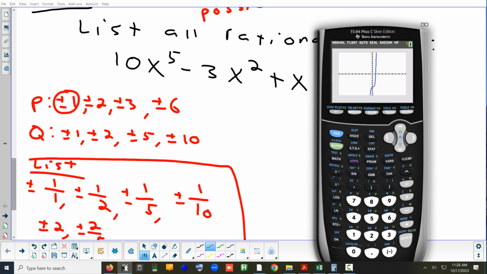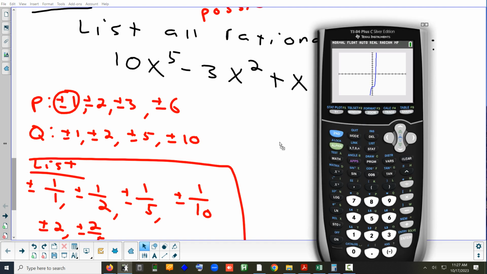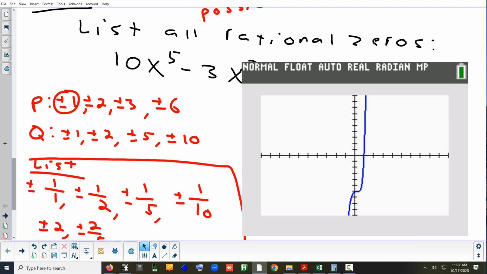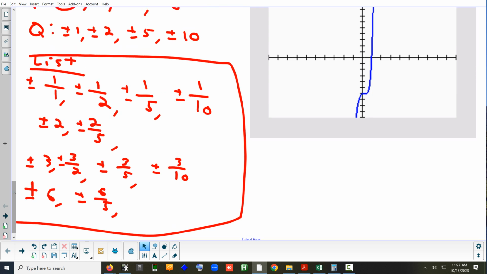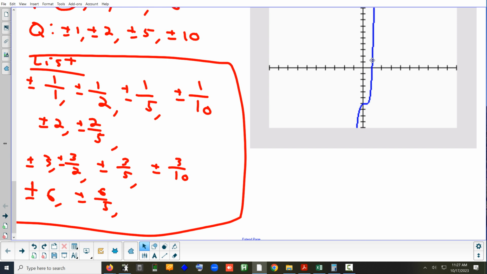Okay, so there's our graph. Now let's bring that over here, make it a little bigger. What I want to do now is narrow down that list. Based on the graph, a lot of these numbers don't even seem close to that. Which number or numbers in that list seem pretty close to where it crosses?